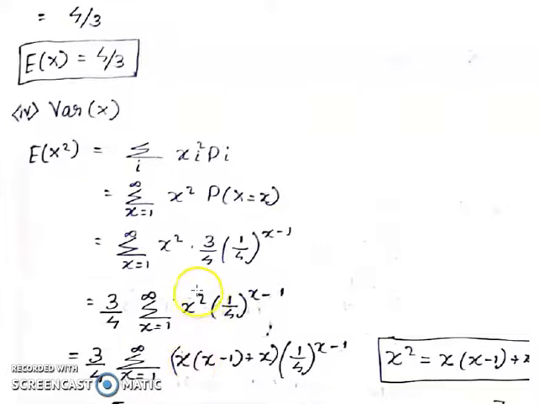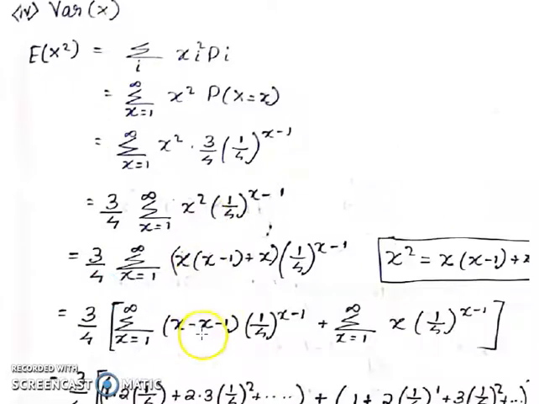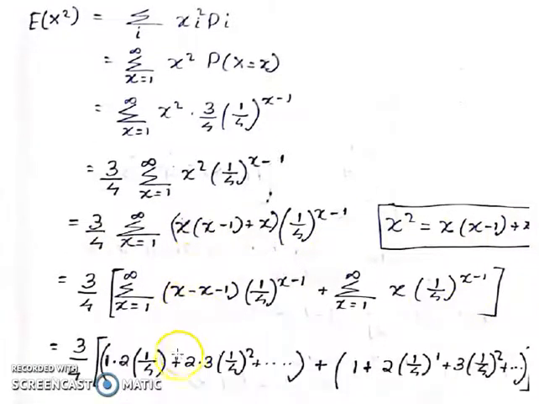Now x square can be written as x into x minus 1 plus x. We might simplify this expression, you get x square. Right. See here, x square equal to x into x minus 1 plus x. Separate the summation. So we have two summations here, one running from n equal to 1 to infinity.